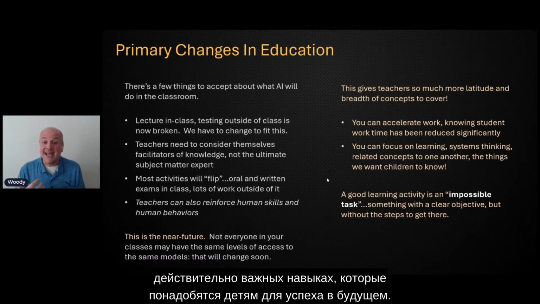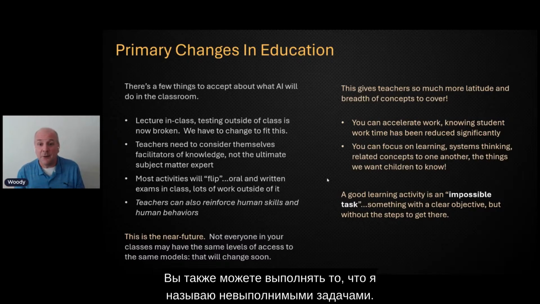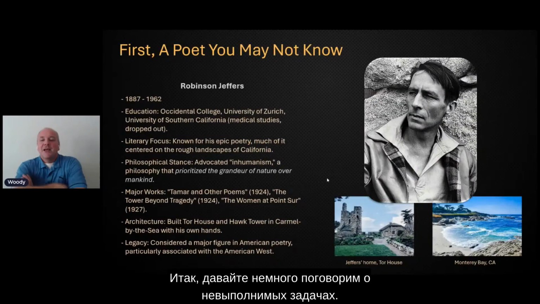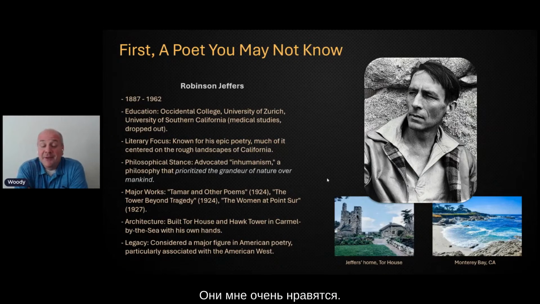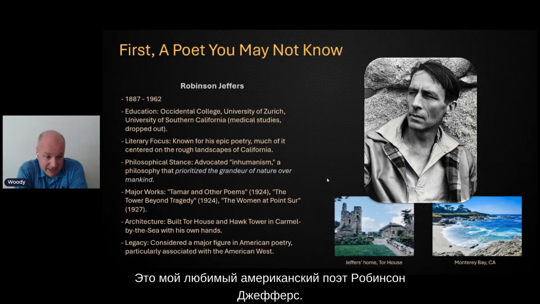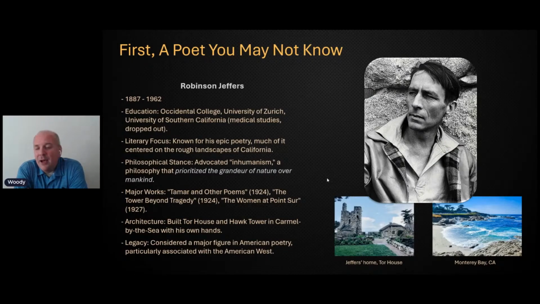Now, an impossible task is something with a clear objective, but without the steps to get there. So let's talk about impossible tasks just a little bit. I really do love them. So let me introduce you all to a poet that you might not know. This is my favorite American poet. His name is Robinson Jeffers. I've got a lot of facts here on the side. He was a very interesting man. He was very withdrawn from society, very somber and very serious, but just beautiful, beautiful words.